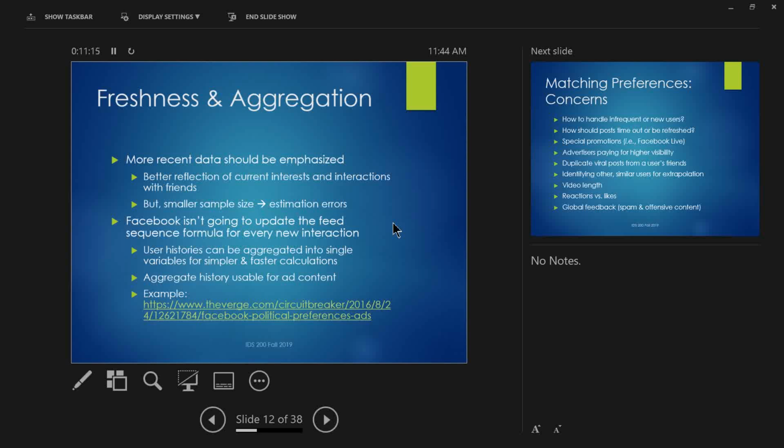The other thing is, Facebook isn't going to update the feed sequence formula for every new interaction. They're not going to keep all of this in real time for every little thing you do.